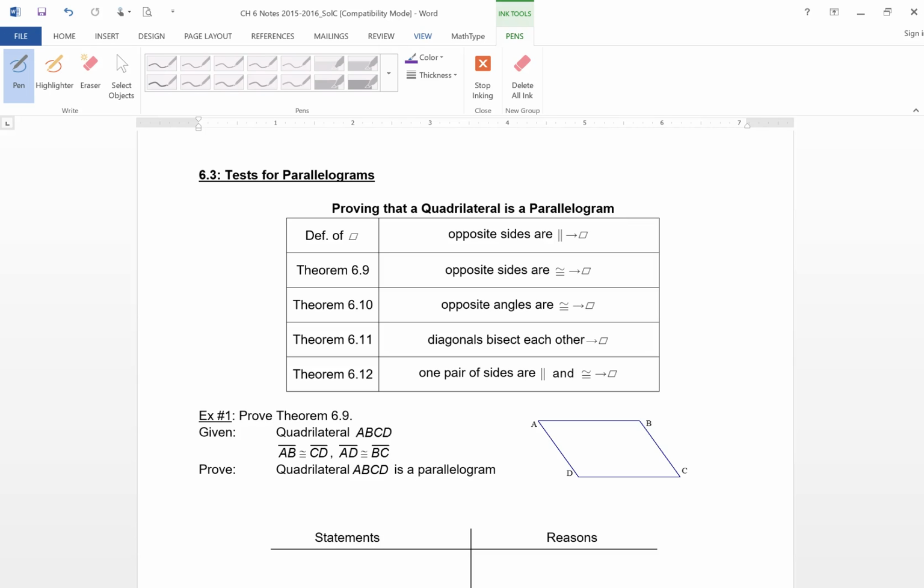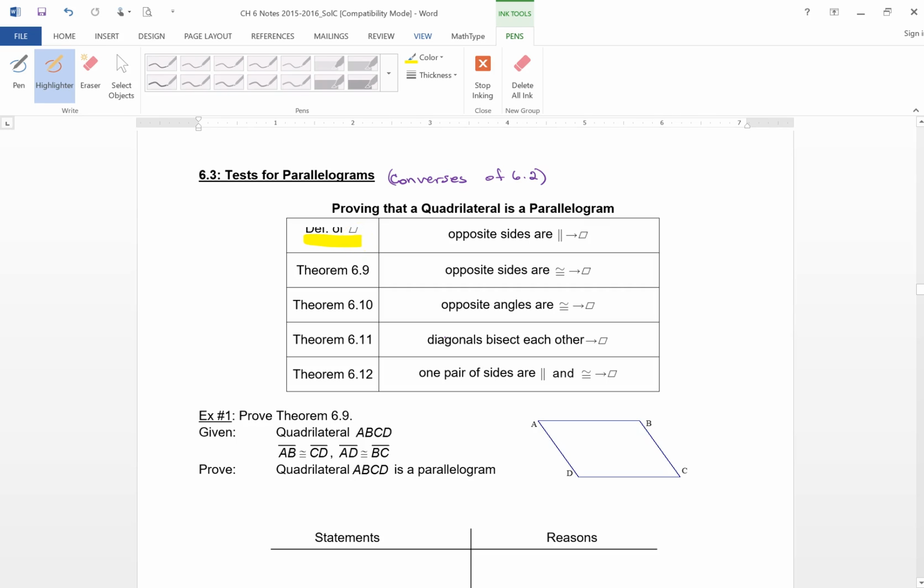Hi everyone. So in today's lesson, we're going to talk about tests for parallelograms. Basically, this section is about using the converses of the last section. Okay. So first of all, we start with the definition of the parallelogram.